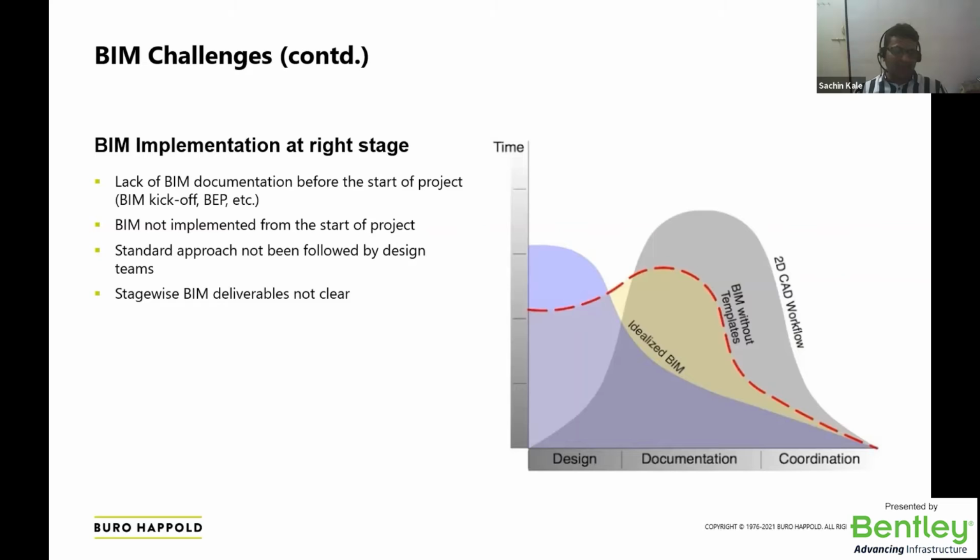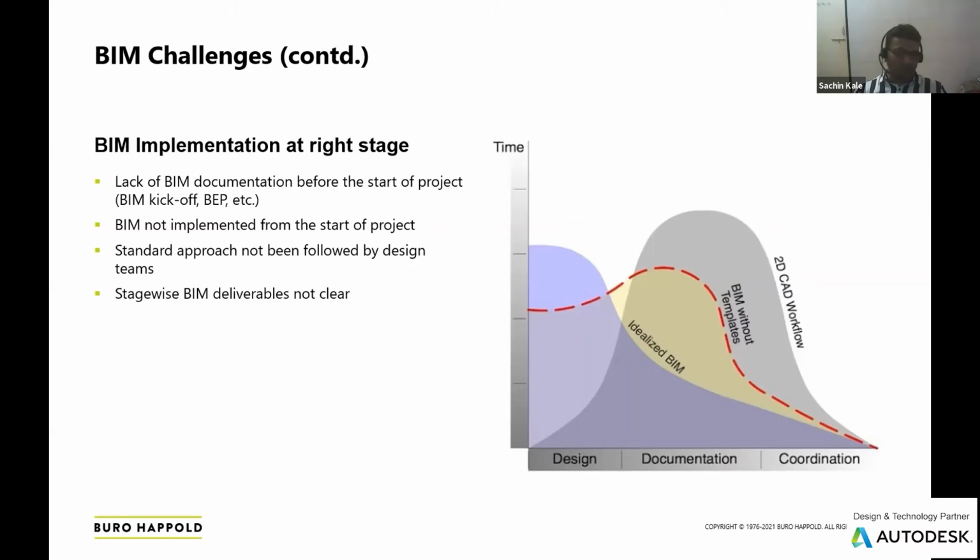Then the standard approaches are not being followed. So having a BIM consultant on board, or a lead BIM consultant on board, is a must, because they can guide the design teams or the client: okay, this is what we need to achieve, this is the end goal, and all teams should focus on that aspect. So this is what we should be aiming at.